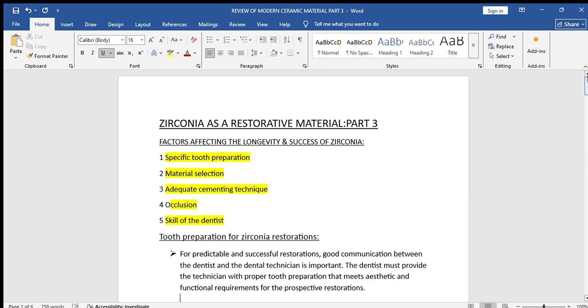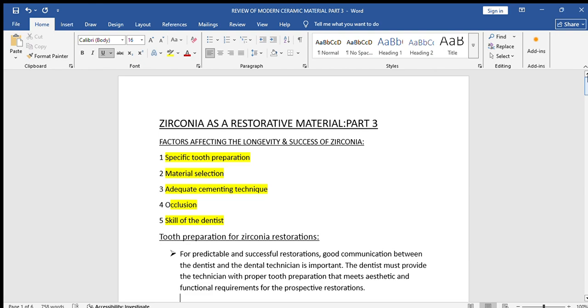Third part of zirconia as a restorative material. This is the last part of a ceramic series in which we are going to discuss the clinical considerations related to zirconia, factors affecting the long-term success of zirconia, what the uses of monolithic zirconia are, what factors must be kept in mind while you are selecting any ceramic material, and the final conclusion of the ceramic series. So very first, what are the factors that affect the long-term success of zirconia?